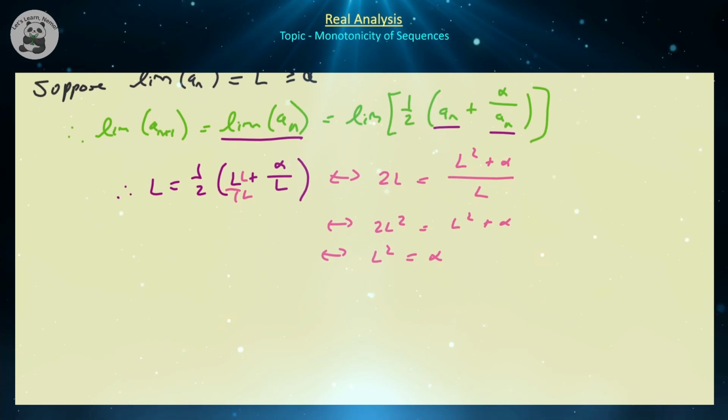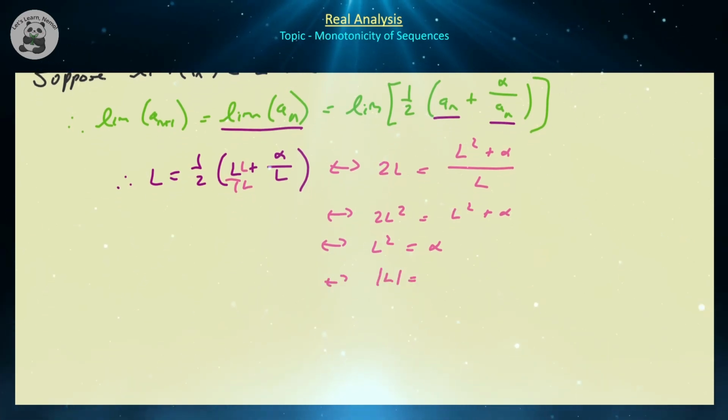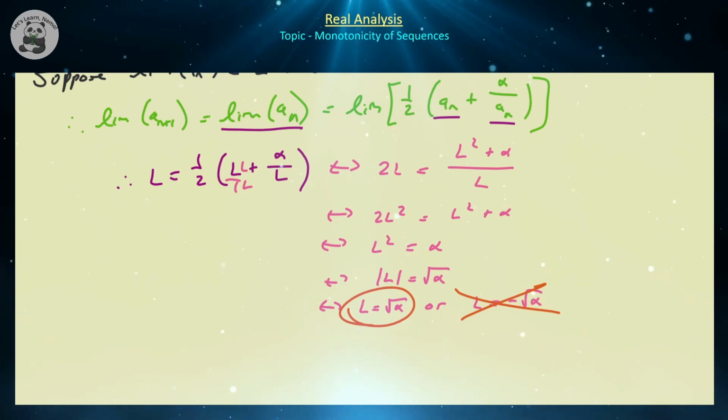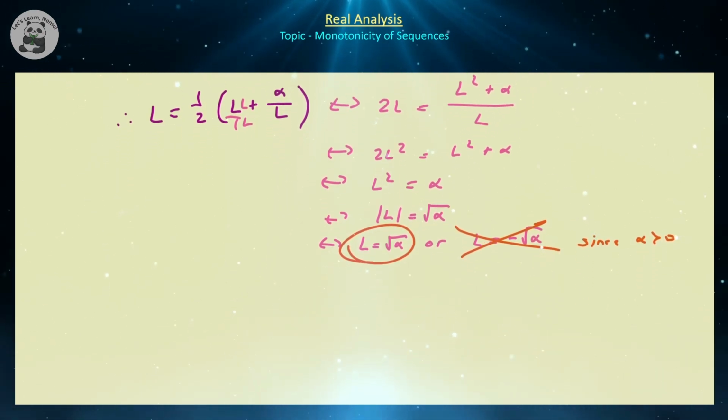And then once we take the square roots of both sides, we're going to have that the absolute value of L will be equal to the square root of alpha, which means that either L is equal to the square root of alpha or L is equal to the negative square root of alpha. But the square root of alpha must be a positive number because alpha is chosen to be positive. That means L equals the square root of alpha is the only reasonable number that makes this case, right? Since alpha is bigger than 0. Right? And also the sequence is a non-negative decreasing sequence as well. Right? So we have the limit is actually equal to the square root of alpha. Right? So that's actually pretty interesting.